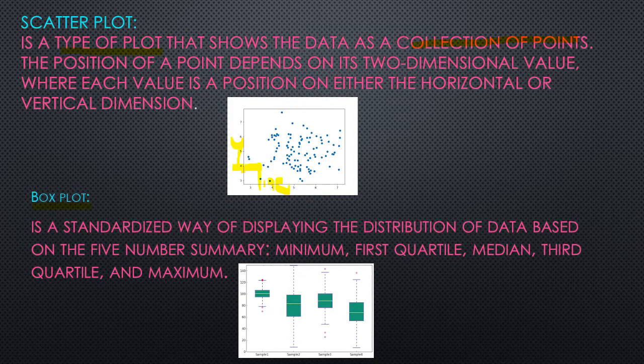Then the box plot. The box plot is a standardized way of displaying the distribution of data based on the five-number summary: minimum, first quartile, median, third quartile, and maximum. This is the box chart.